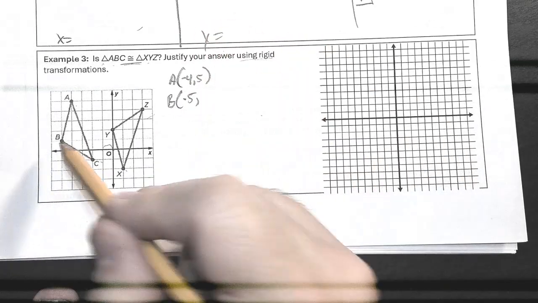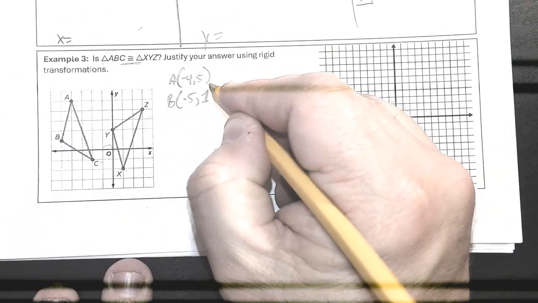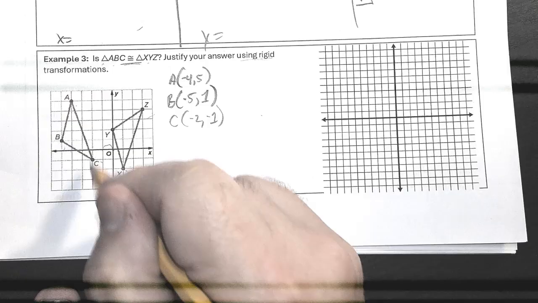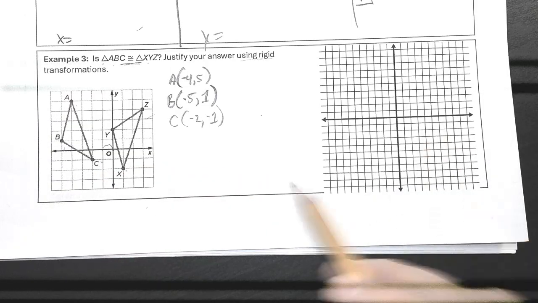And then we go up. Up is positive, so +1. All right, then C is -2, -1, because it was left and down. All right.